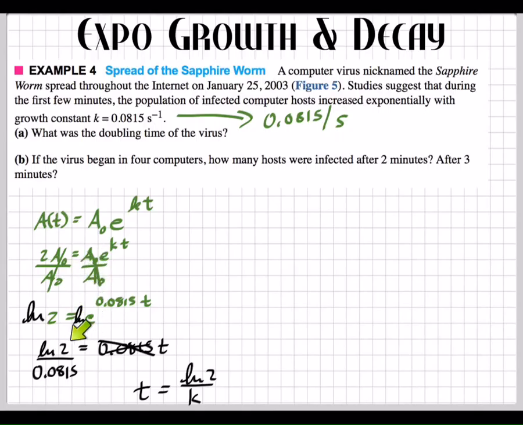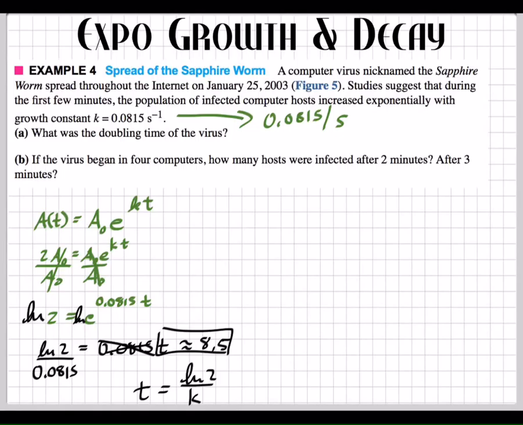All right, so can someone do that for me really fast? What is natural log of 2 divided by 0.0815? Oh, you guys already got it for me. You guys know me too well. So it's approximately equal to, say it again? 8.5. Cool. So this is our doubling time.